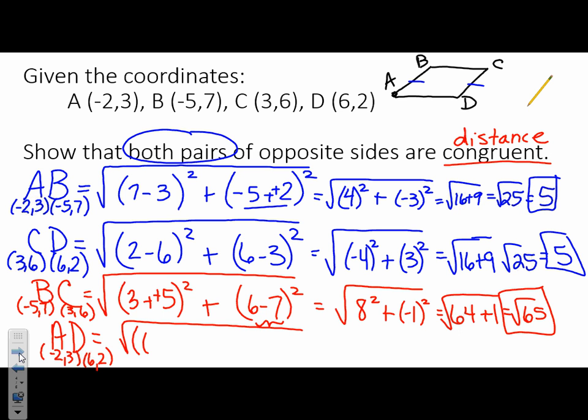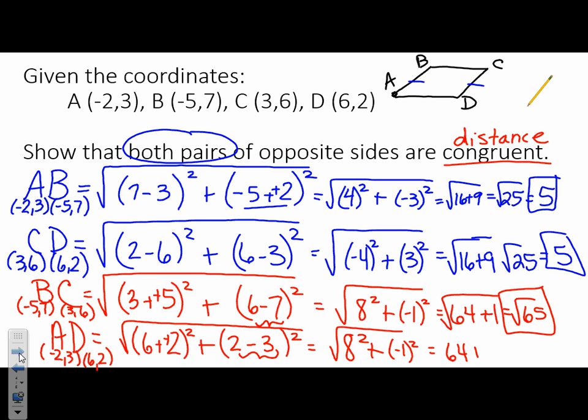X from the second point minus x from the first point squared, plus y from the second point minus y from the first point squared. Inside there, 6 minus a negative 2 is like adding. I have another 8 squared, plus negative 1 again, squared. 8 squared is 64, negative 1 squared is 1. This is looking good. We have the square root of 65. So we have now shown that both pairs of opposite sides are, in fact, congruent to each other.